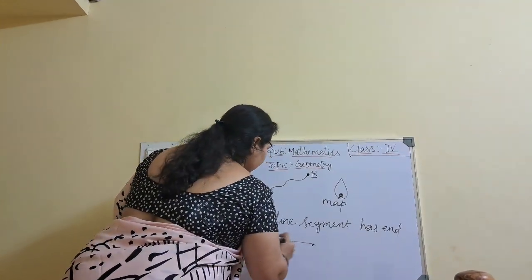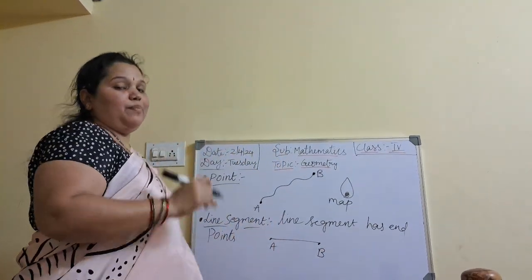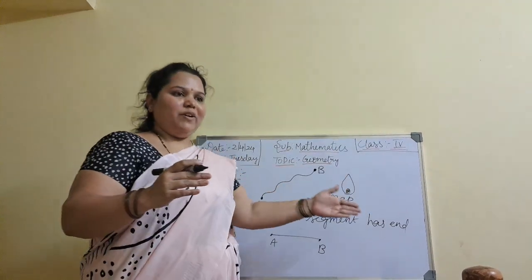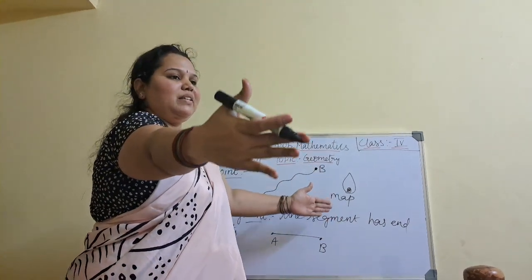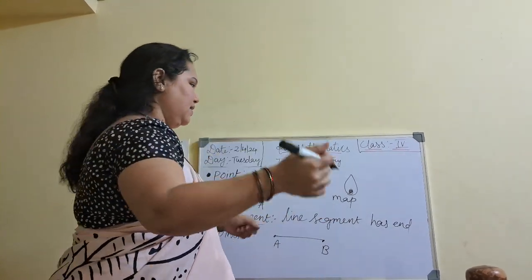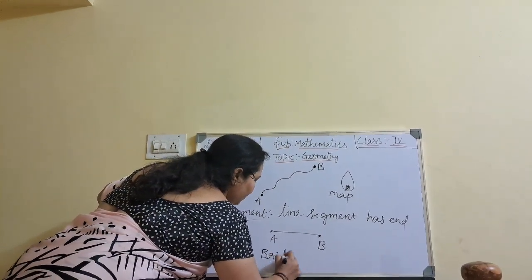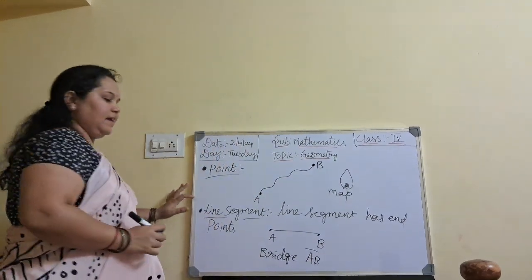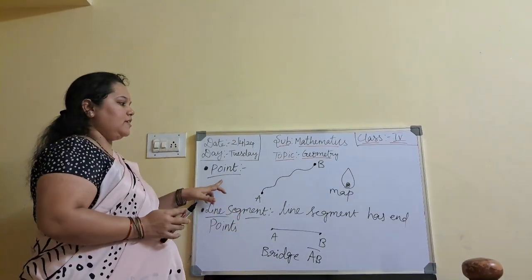Like, see here, AB. Can you tell me one example of a line segment? Bridge. A bridge has end points, no? See here, starting from here to the end point. A bridge has some end points. So that's why a bridge is the example of a line segment. Now, do you understand what a point means?